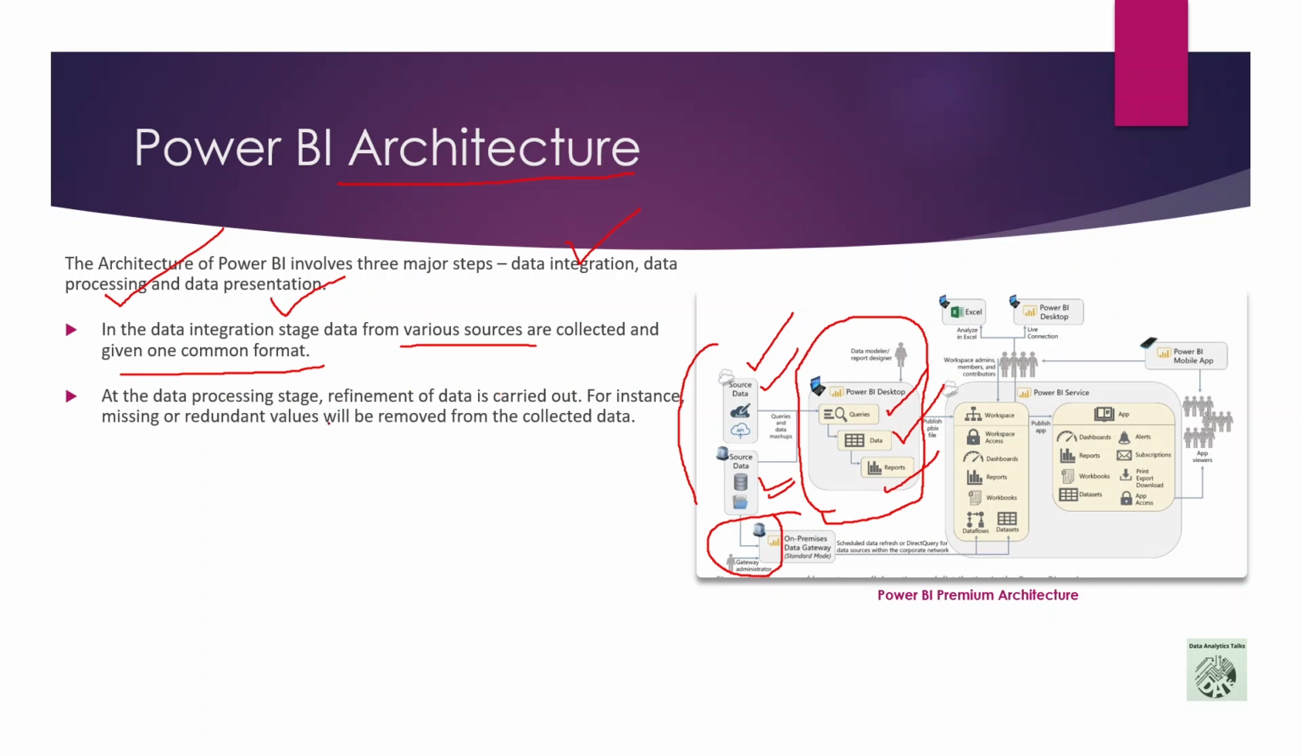At the data processing stage, refinement of data is carried out. For instance, missing or redundant values will be removed from the collected data. So that is again happening at the data level. Here we will be taking care of the quality of the data. Any redundant data will be removed or missing information will be updated.